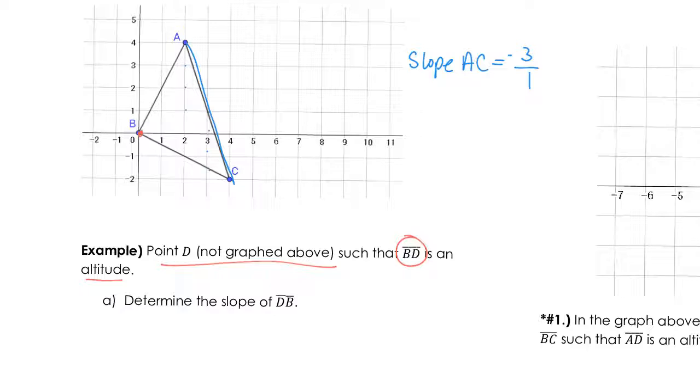So my slope of BD is going to be perpendicular to this base. So I know my perpendicular slope is the opposite reciprocal. So that is going to be positive 1 because I changed the sign. And I flip the fraction. It's 3 over 1. I'm going to make it 1 over 3. So this is my slope of BD.